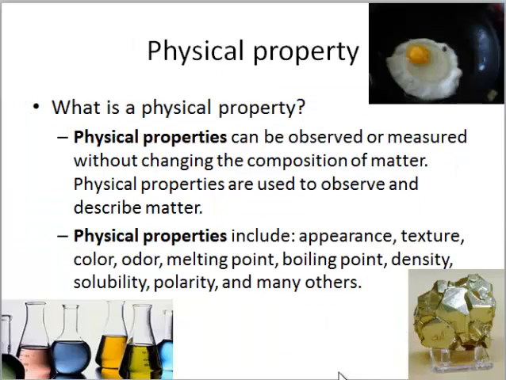Alright, so physical property. So what is a physical property? So physical properties can be observed or measured without changing the composition of matter. So physical properties are used to observe and describe matter. The physical properties include appearance, texture, color, odor, melting point, boiling point, the density, the solubility, the polarity, and many others. So we will go through and touch on each of those as we go through here.